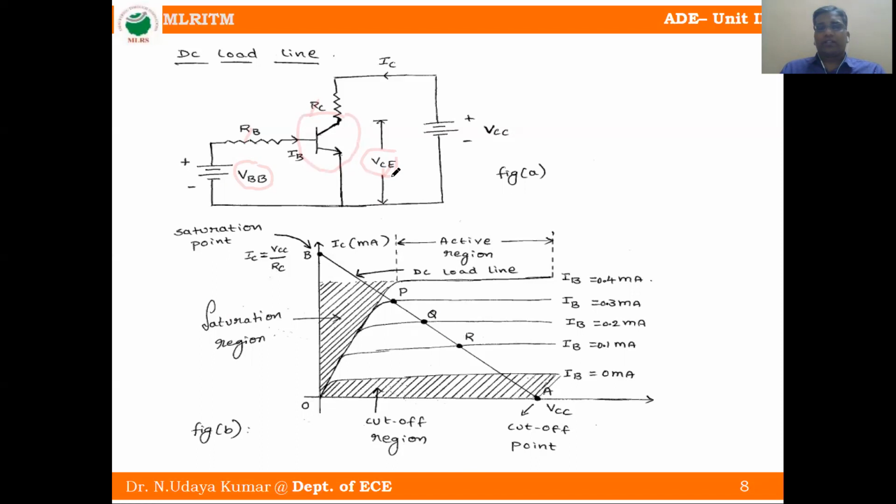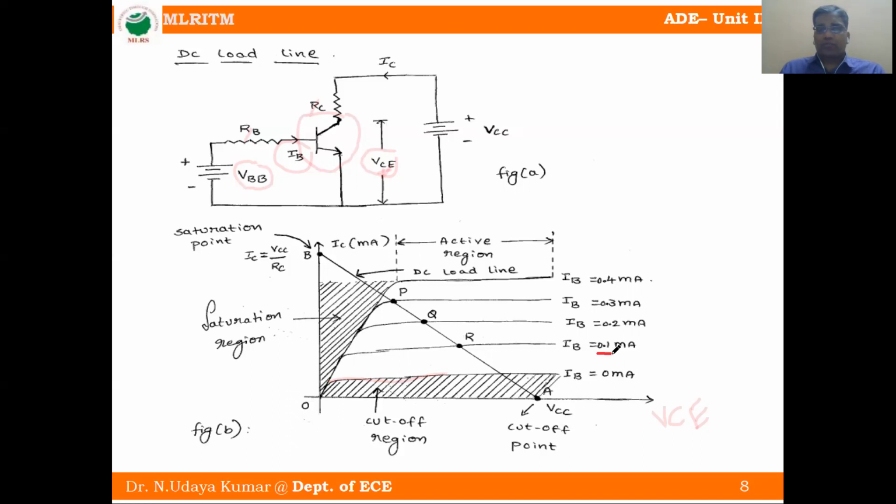How to get this curve: we have to fix the IB value for different values and vary VCE, and we will note down the IC value. So first IB is equal to 0 milliamperes. First we will fix it constant. This one is the VCE. With IB equal to 0, we will vary the VCE value. The corresponding IC value increases linearly from this point, then it is constant.